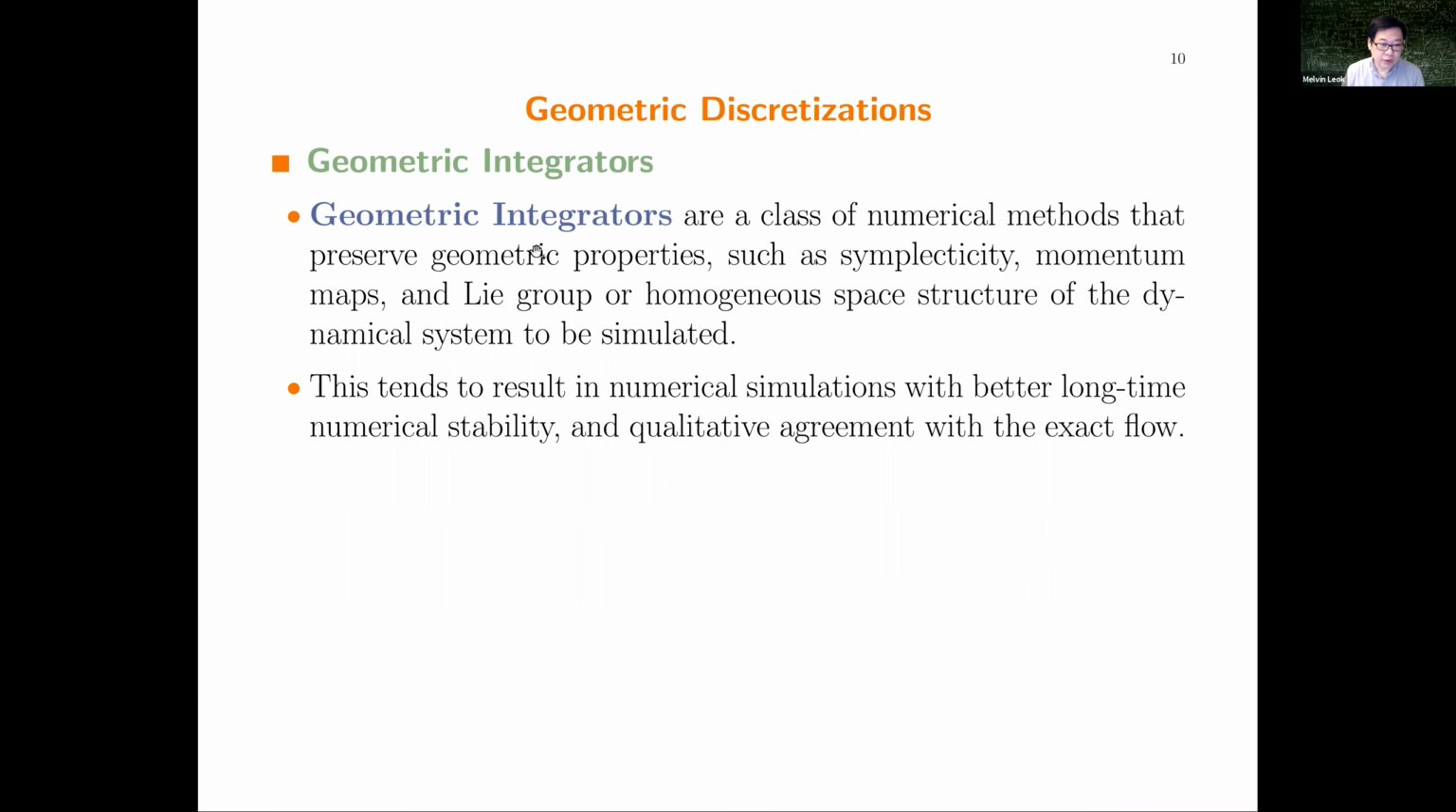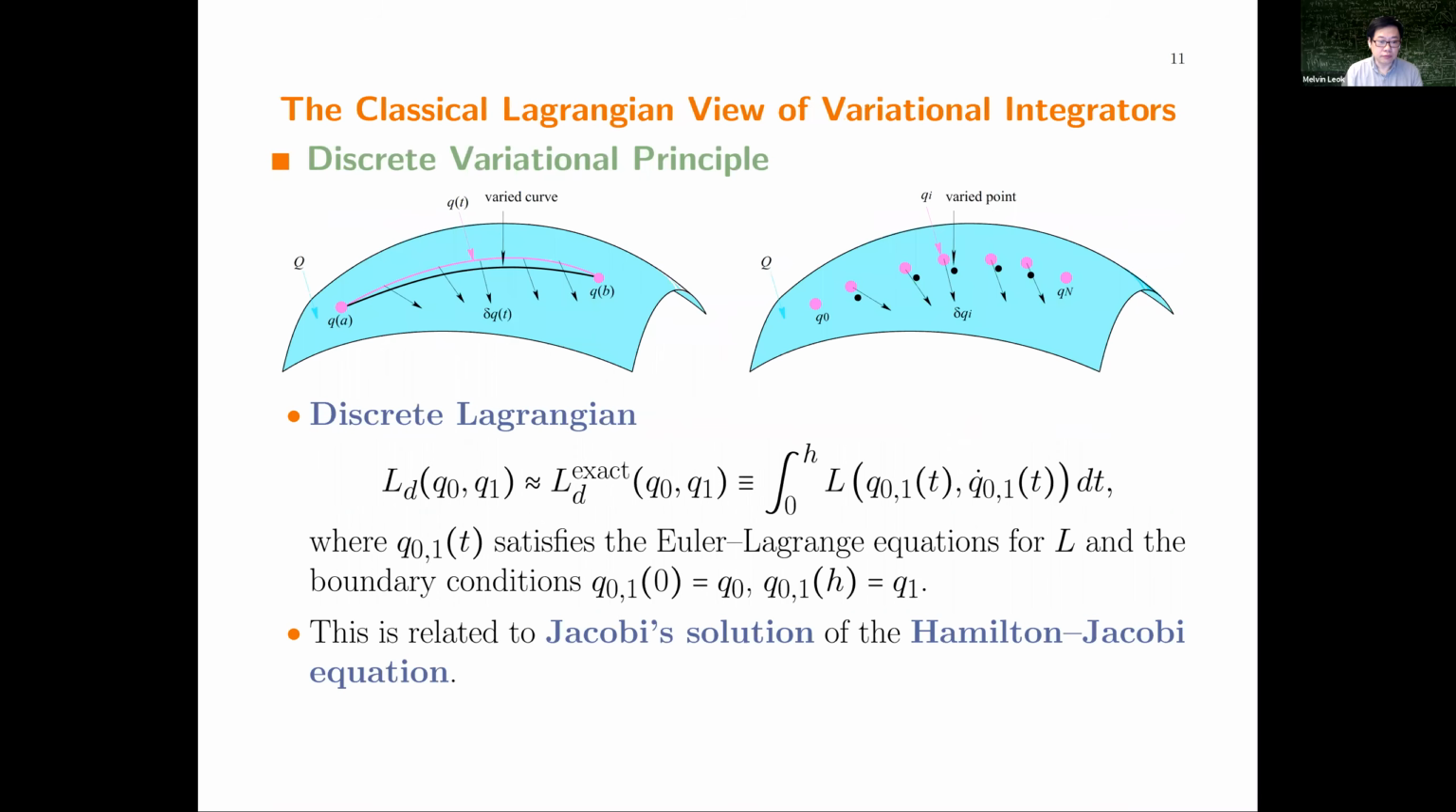Okay. And the motivation for doing this is that they tend to result in numerical simulations with better long-time numerical stability and better qualitative agreement with the exact flow. One way to see this, obviously, is that if you have geometric invariance, then the dynamics evolves on the level sets of these geometric invariants. And so if you have numerical methods which respect that, then typically you'll get better long-term numerical results as a consequence of this.